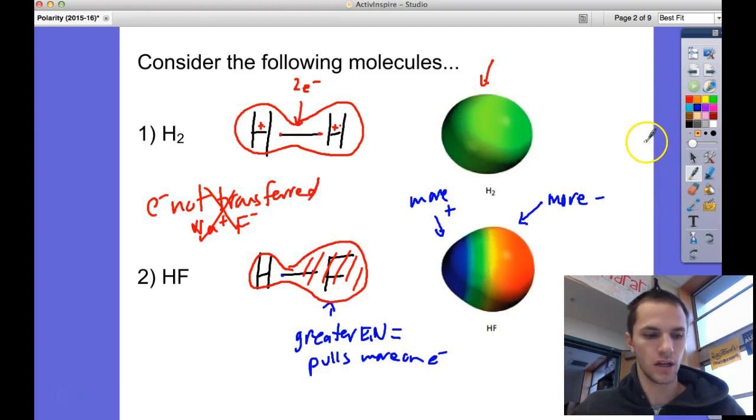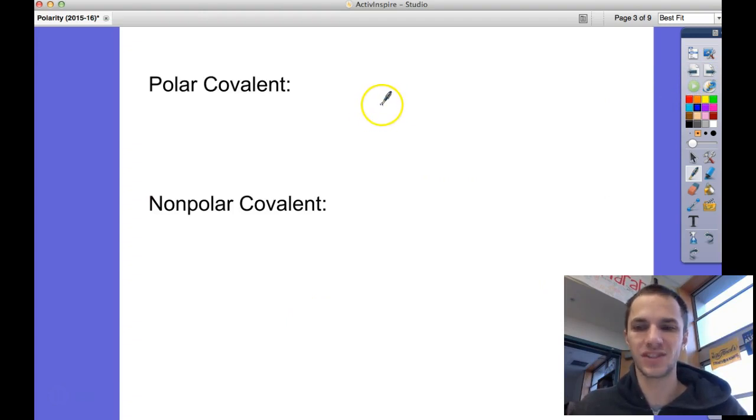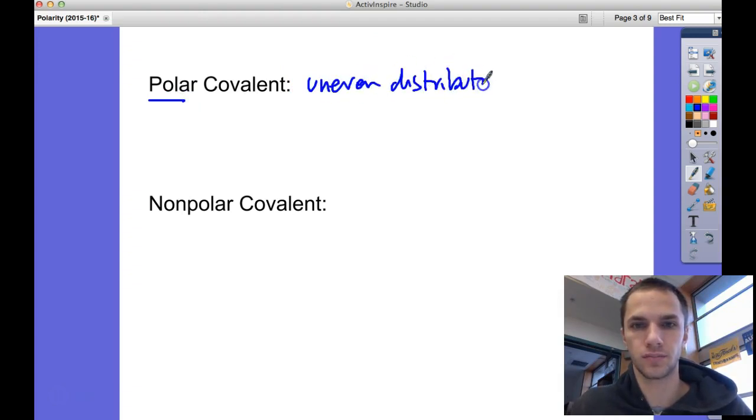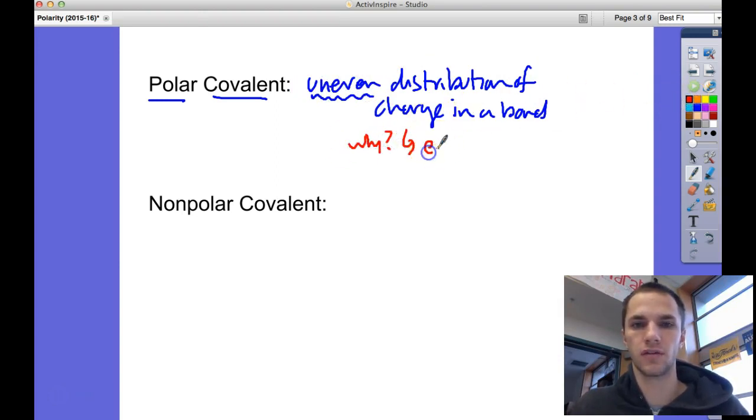Okay? Uneven distribution. And we'll see some notation for how that is drawn in a second. But that uneven distribution of charge is the definition of something that is polar. It's an uneven distribution of charge in a bond, in a covalent bond. So a polar covalent bond is a bond where there's an uneven distribution of charge, and the reasoning for this is because of electronegativity differences.